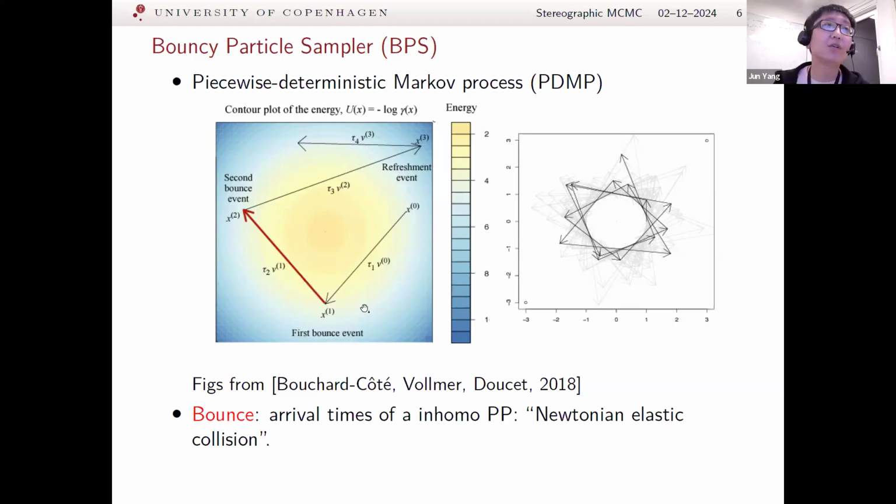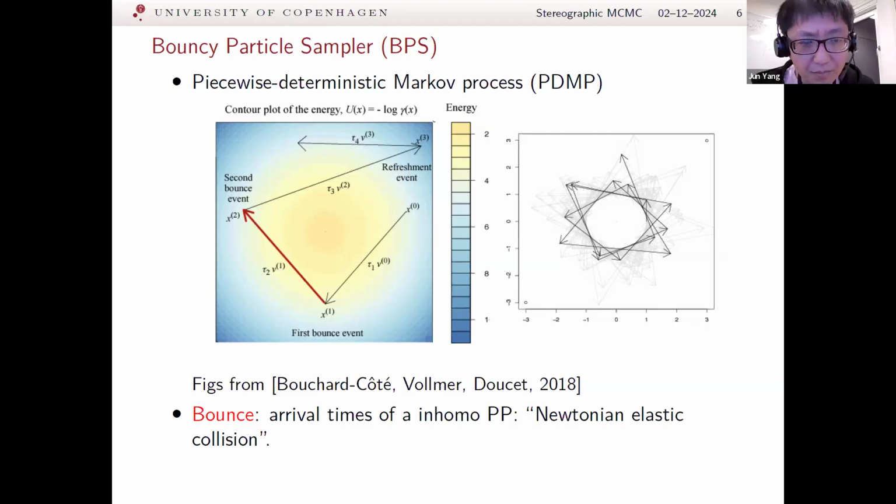So the particle changes direction basically by reflection according to the contour line at this location. After that, this new direction together with the new location determines another straight line, and the particle continues to move along this line with unit speed. You can see from this picture there's a second bounce event at this location, so the particle bounces again. And the third event is the second type of event, called the refreshment event. If a refreshment occurs, then the particle changes its direction to a random direction.